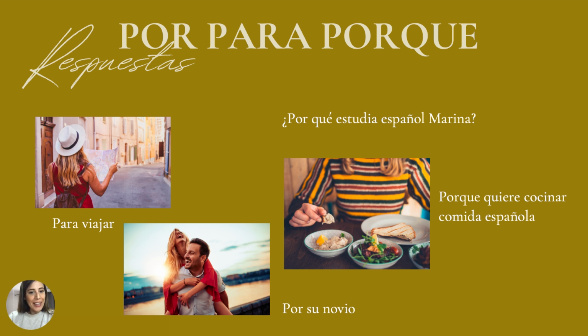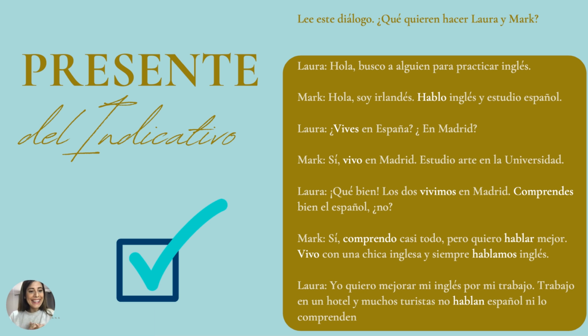Bien, vamos a controlar. Estas son posibles respuestas, suggested answers: para viajar, por su novio o porque quiere cocinar comida española, ¿sí? Acá podemos decir, instead of saying para viajar, we can say porque quiere viajar. It's the same. These are just possibilities. O porque quiere cocinar, podemos decir para cocinar, ¿sí? Etcétera.